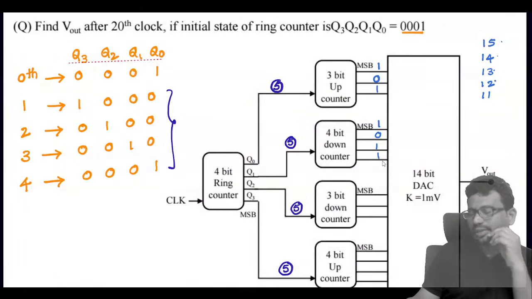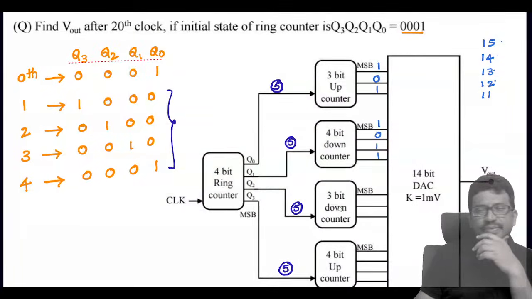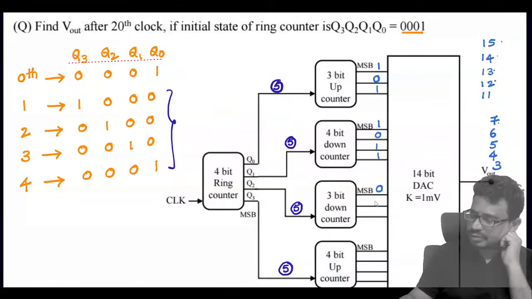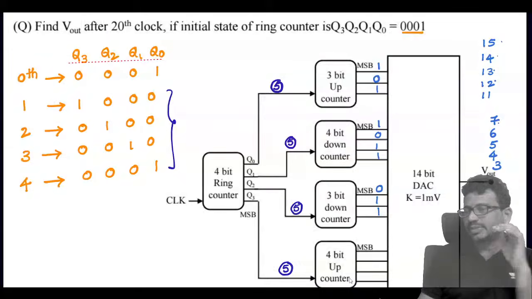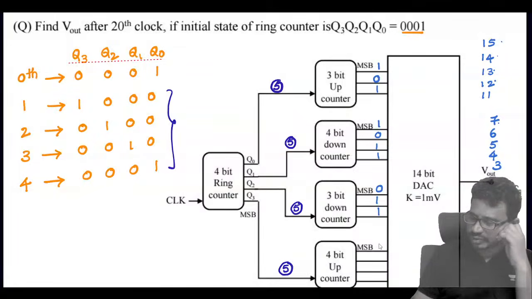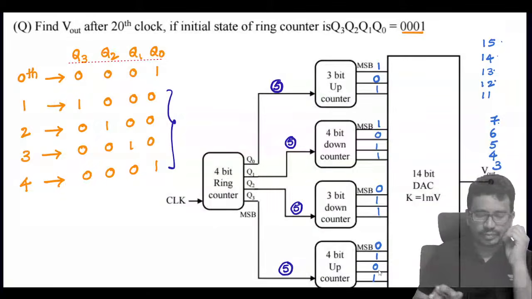Next, this 3-bit down counter. First clock 7 will come. Next we have 6. Next we have 5, 4, 3. 1, 2, 3, 4, 5 clocks. 3 means 0, 1, 1. This is a 4-bit up counter. Up counter means 5 clocks gone now. 5 clocks means what, tell me now. 5 will come. So this is 0, 1, 0, 1. Okay.